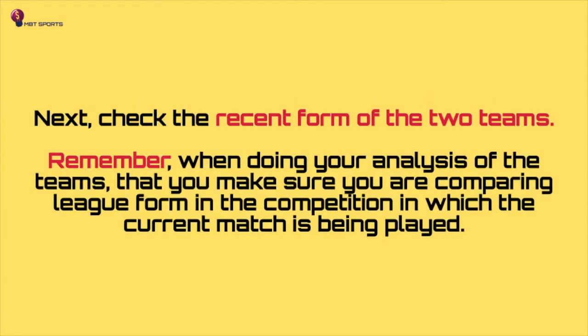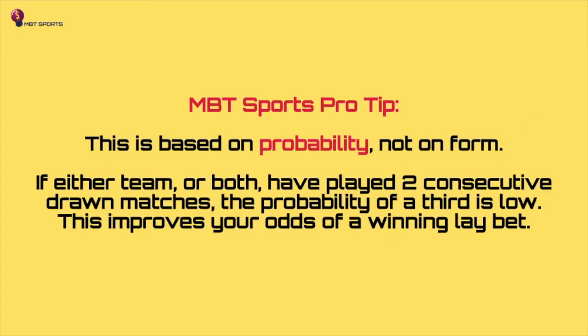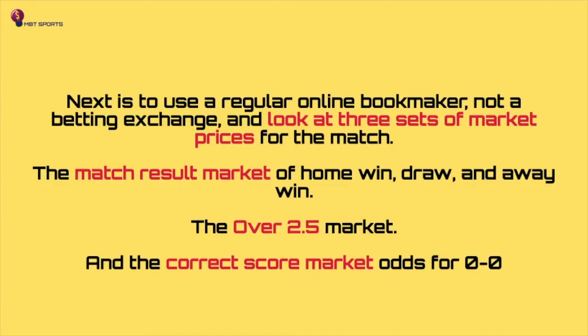Next, check the recent form of the two teams. Remember, when doing your analysis of the teams, make sure you are comparing league form in the competition in which the current match is being played. MBT Sports Pro Tip: this is based on probability, not on form. If either team or both have played two consecutive drawn matches, the probability of a third is low. This improves your odds of a winning lay bet.